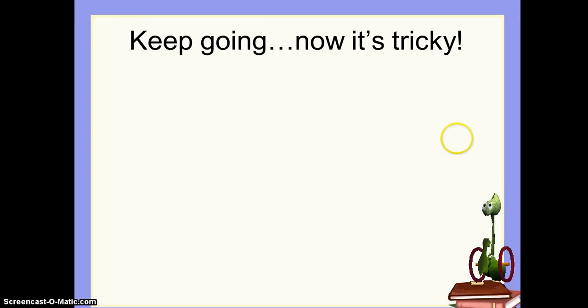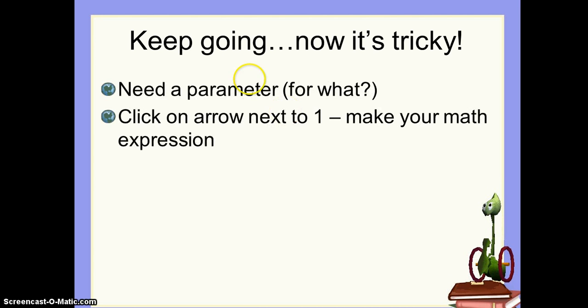Okay, after you've done that, so if you haven't done that, stop and go back and replay that really quickly. Now we're going to use a parameter. For what? For the different distances. So click on the arrow next to the 1, and that's going to make your math function expression.